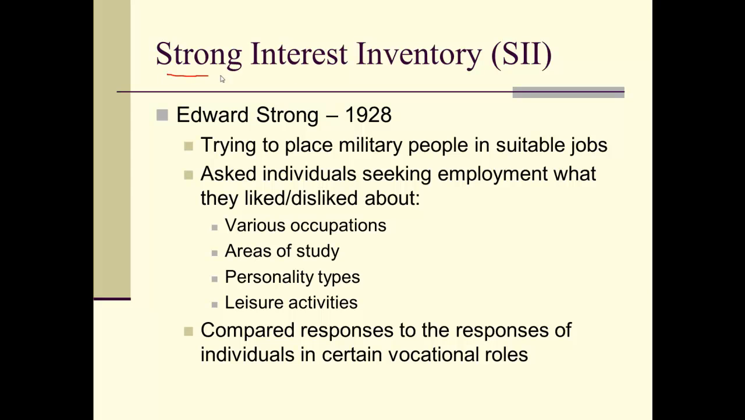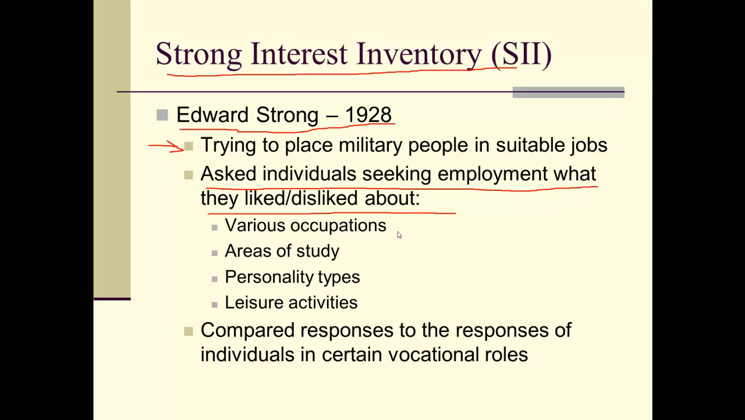One of the oldest interest inventories is the Strong, developed by Dr. Edward Strong in 1928. And this was designed to help military people get put in the right job in one of the 4 branches of the military. And so they asked people what they liked or disliked about jobs, and in general, what areas of study they like, what kind of personalities they got along with or didn't get along with, and a little bit about their leisure activities. And so this covered a whole wide variety of elements of a person's life.